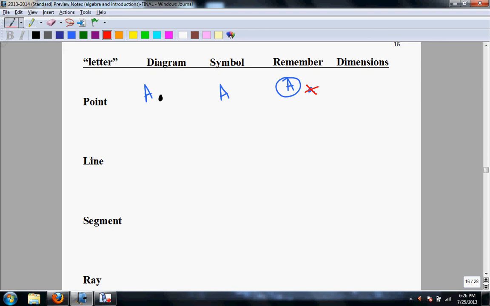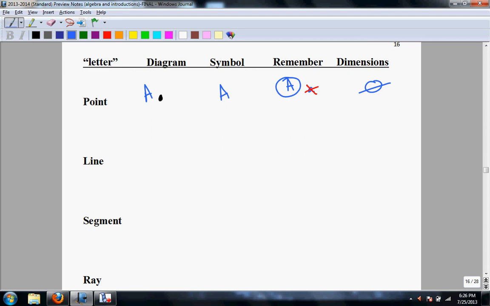Dimensions. Technically a point does not have length, it does not have width, it does not have height. So dimensions for a point is going to be 0. Technically, it's not there. It's a placeholder. It has no length, no width, no height.